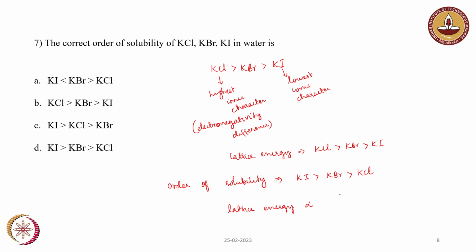Lattice energy is inversely proportional to solubility. So the answer is KI greater than KBr greater than KCl. So it's option D.